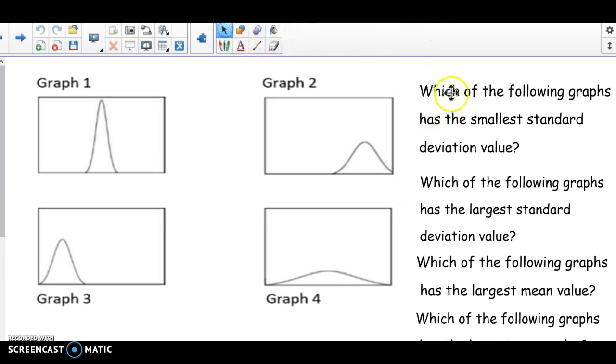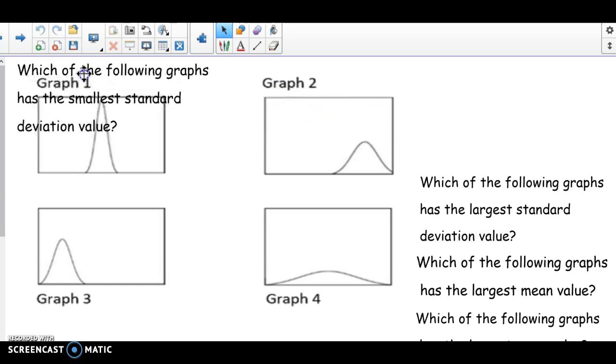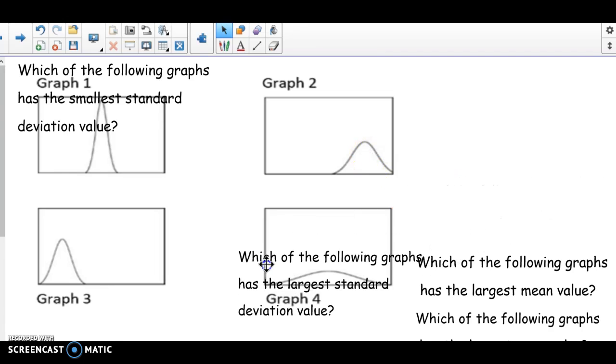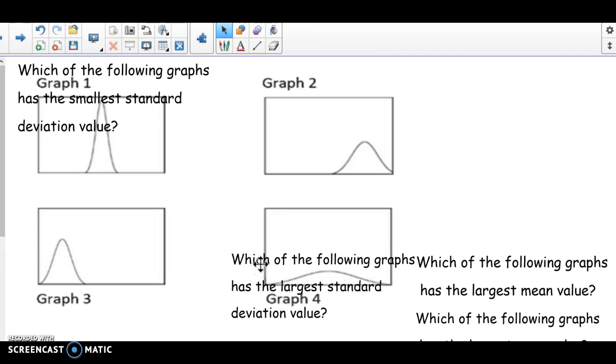So for this one to be the smallest standard deviation, I'm looking at graph 1 because it's closer, okay? Which of the following graphs has the largest standard deviation? Which one is spread out more? This one, number 4, is spread out more, so that has the largest standard deviation.